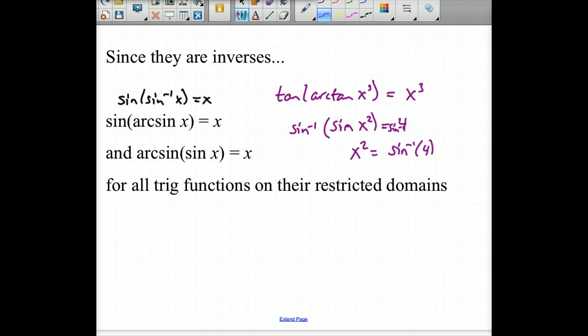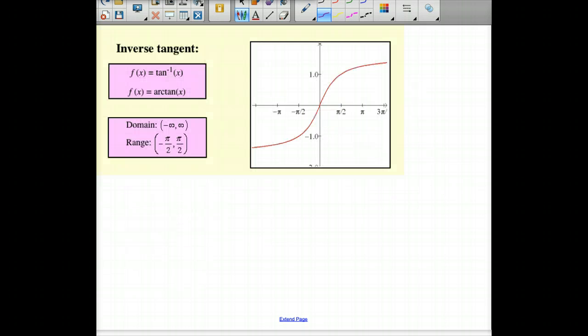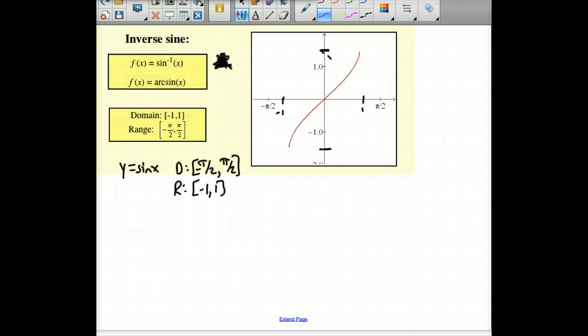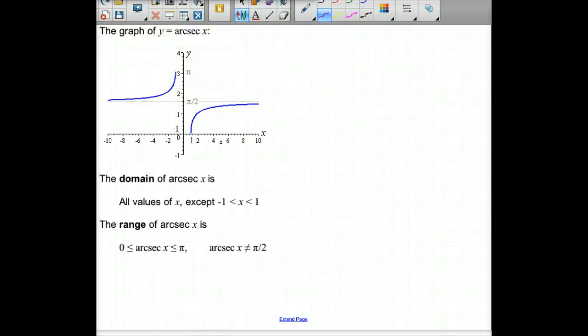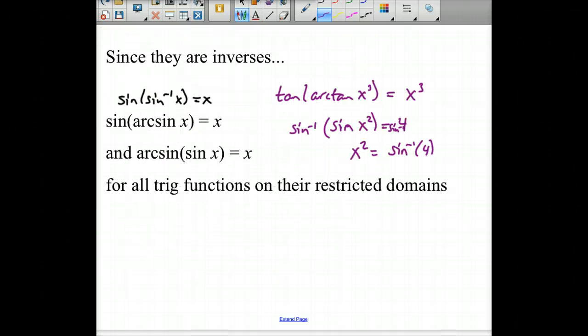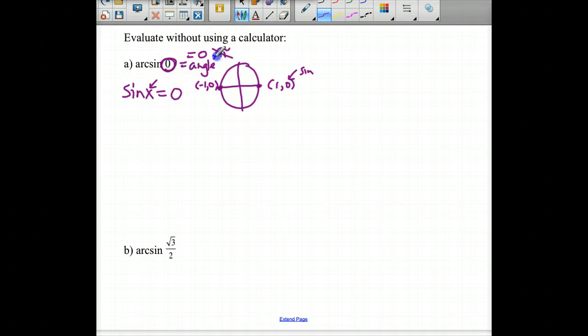So let's go back and look at the domain of arcsine. Domain is negative 1 to 1. Range is negative pi over 2 to pi over 2. So our answer of pi would not be in our range. I'm sorry, 0 is in the domain, that's fine, but the range would not include pi because our range goes from negative pi over 2 to pi over 2. So 0 is the only answer.